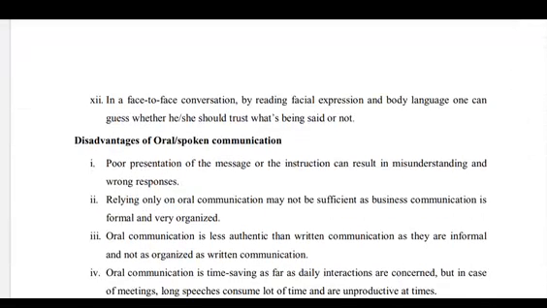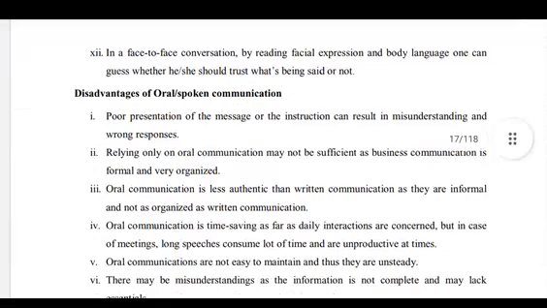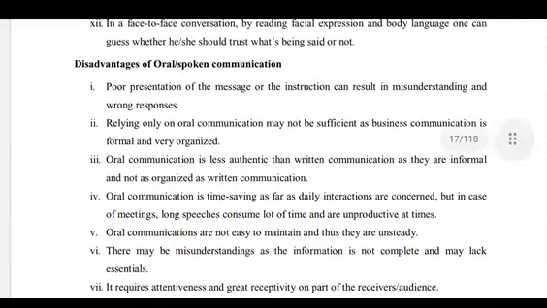We can say that the person who is speaking to you can see whether you are understanding through your facial expression. That is what most teachers will use to see whether the students are concentrating. It also has so many disadvantages.